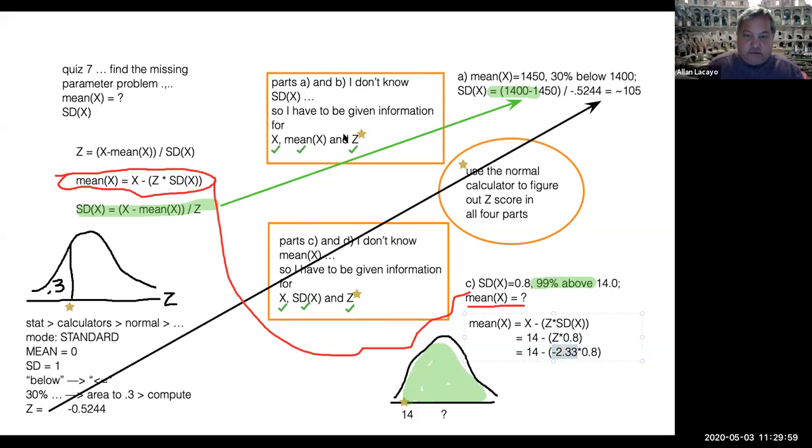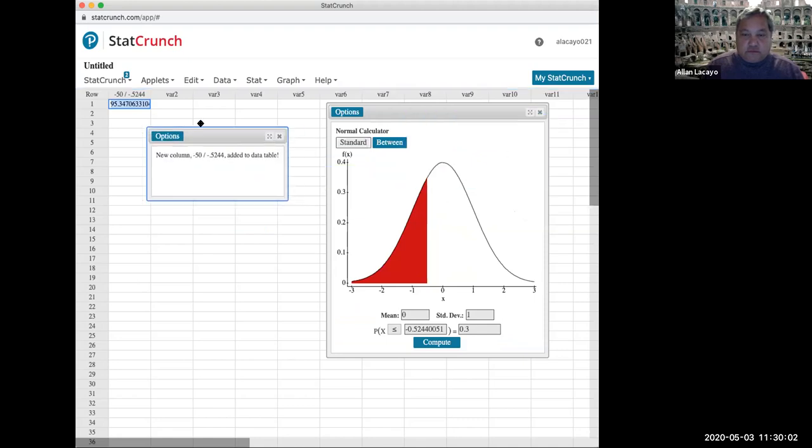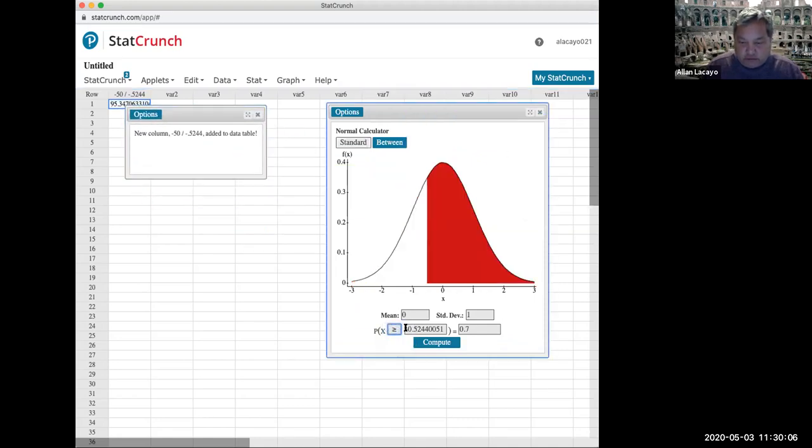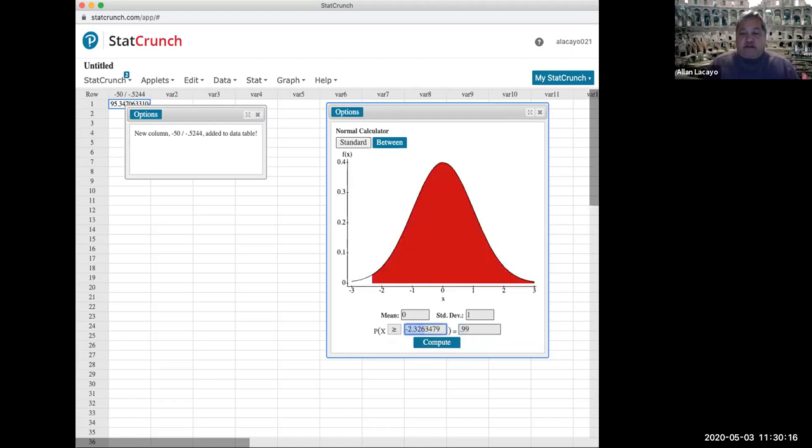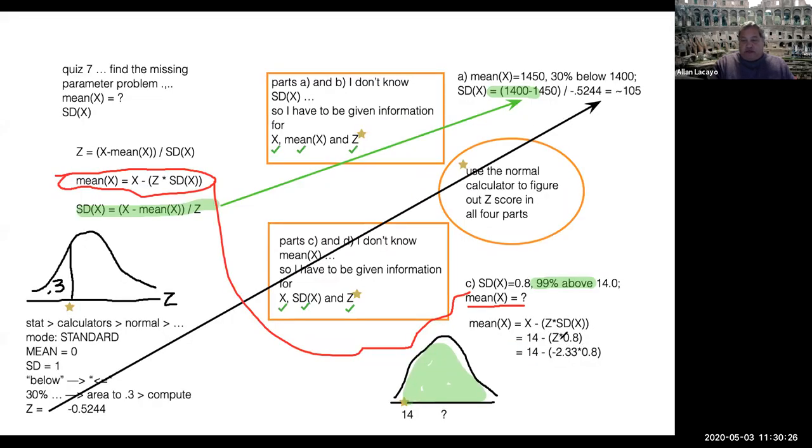So the way you get that is you go to StatCrunch, you look above a certain marker, and you want to cover an area of 99%. So you put the area on the right-hand side, and you get the 2.33 negative on that side. So you always use the normal calculator to find the z-score of a formula. And then you just do the math on that equation.